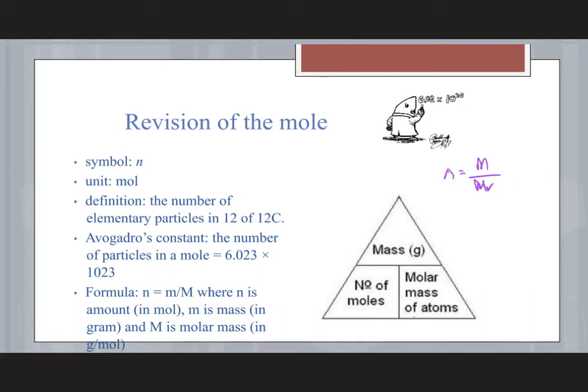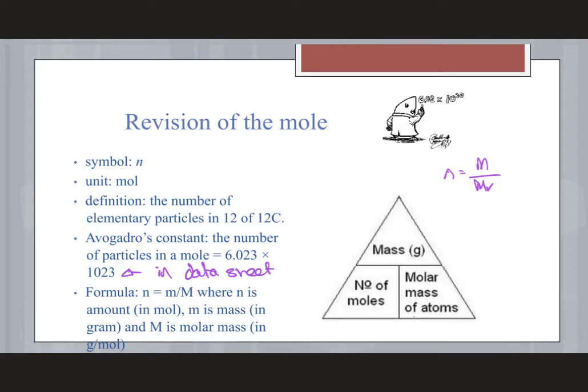Remembering that the symbol n stands for moles and that the unit is also mole, and that we have that definition that it is the number of particles in 12 grams of carbon-12. Avogadro's constant, 6.02 times 10 to the 23, is provided in your data booklet. So this will always be in your data booklet or data sheet if you forget what it is, though you're unlikely to.